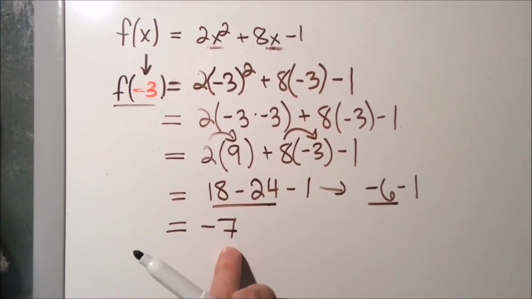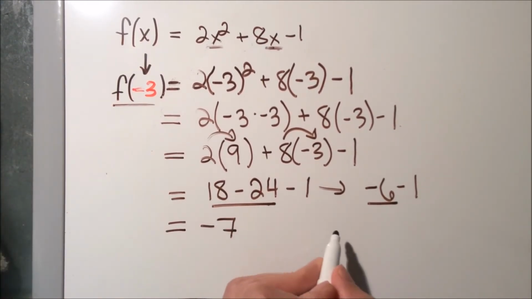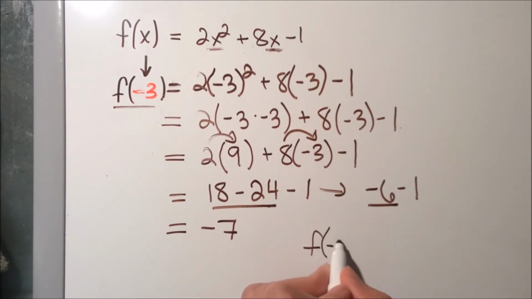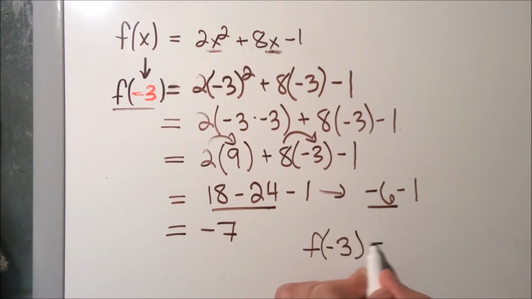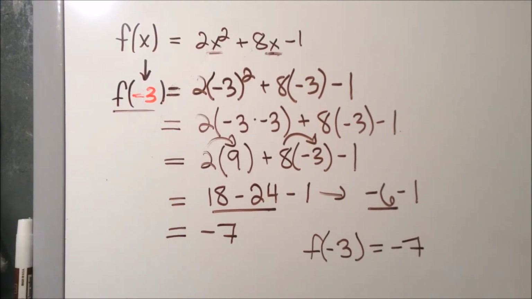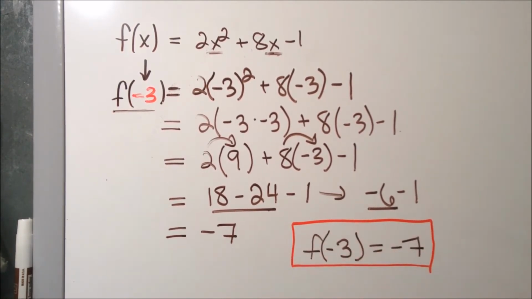Now, you don't stop here, because since you're evaluating a function, your answer format should look like f of negative 3 equals negative 7. That's what your answer should look like since you are evaluating a function. Now box this up, saying that this is my final answer.